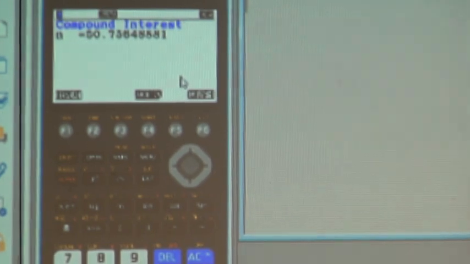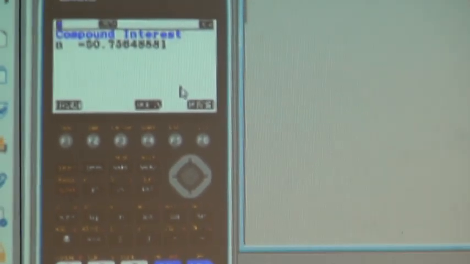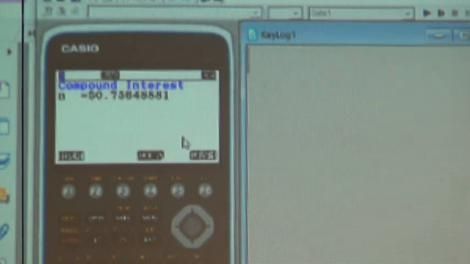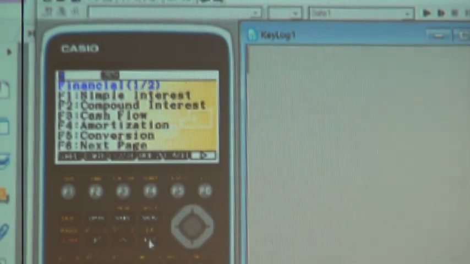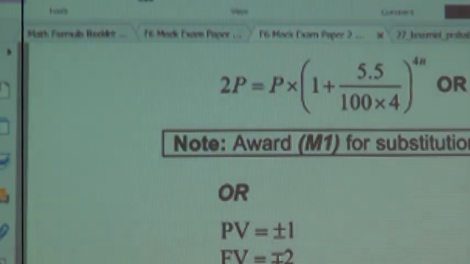So that's the number of periods, not the number of years. But how many periods are in a year? 12, right? No, 4. So you divide this by 4. So our 50.75 blah blah blah, let's just divide that by 4. Just tell me. Speak, please. 12.7. Now, 12.7.